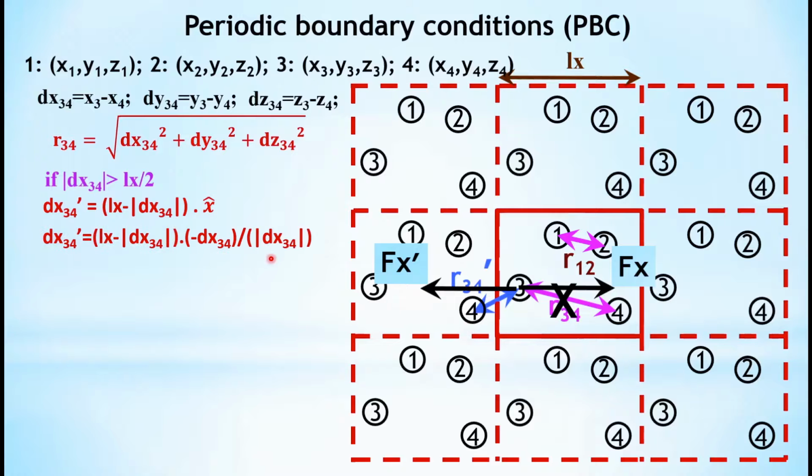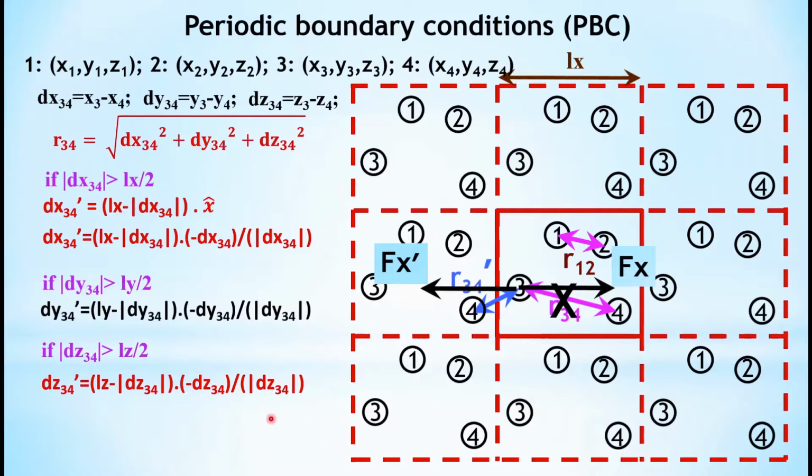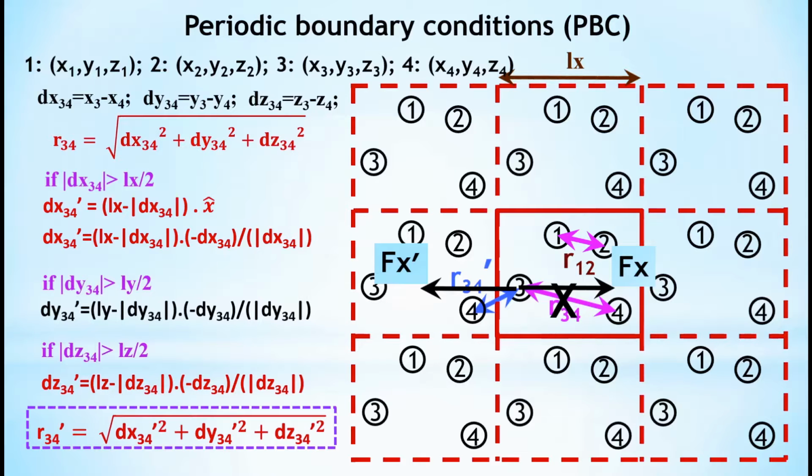So x cap can be written like this. So this is the expression for dx34. We have to do it in all 3 directions, x, y and z. Once we have the values of dx34 prime, dy34 prime and dz34 prime, we can easily evaluate the distance r34 prime, the correct distance between particles 3 and 4. Now let's implement this force calculation in the SCILAB program.